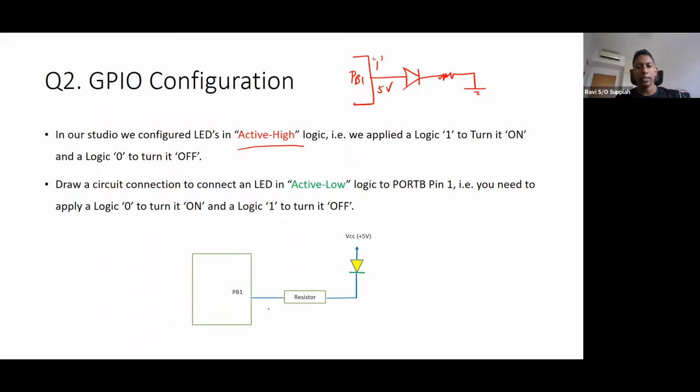The way to do it is you connect the anode of the LED to plus VCC, and then the cathode goes through the resistor to port B pin 1 in this case. So again, when we say active high, active low, the way in which you think is what is the logic level I apply to the pin in order to activate that particular peripheral device.